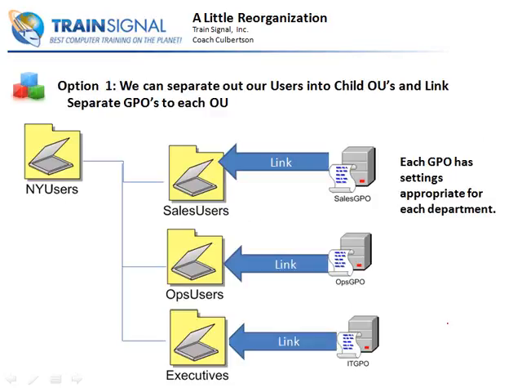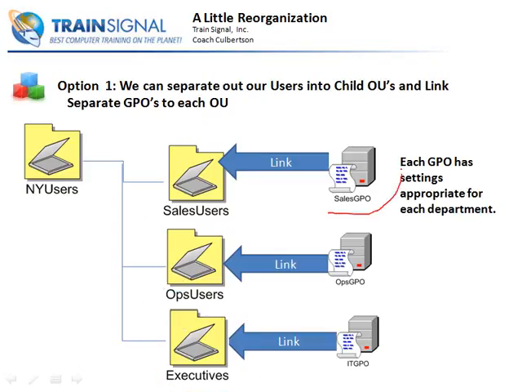Here's option one we just talked about. We can basically break out our OUs into child OUs, and we can link separate group policy objects to each individual organizational unit. So inside of NY users, we can have one for sales users. We can have one for ops users. We can have one for the executives group that, of course, right now only Hank is part of. So we could put Hank and the executives group into this executives OU.